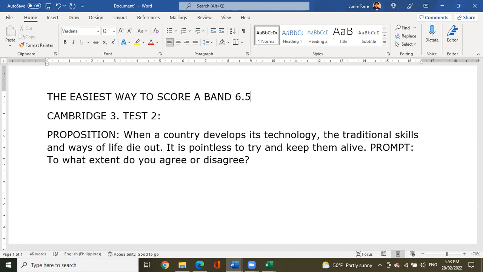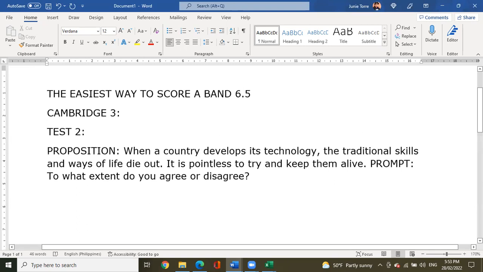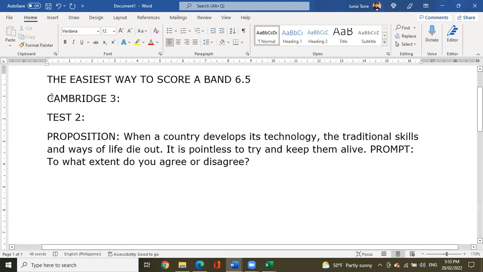Actually, this lesson was already a lesson from last week, but I wanted to do the lesson again because it was something I forgot. So we extracted this from Cambridge 3 test 2. Really nice question. This is a trapper question here.